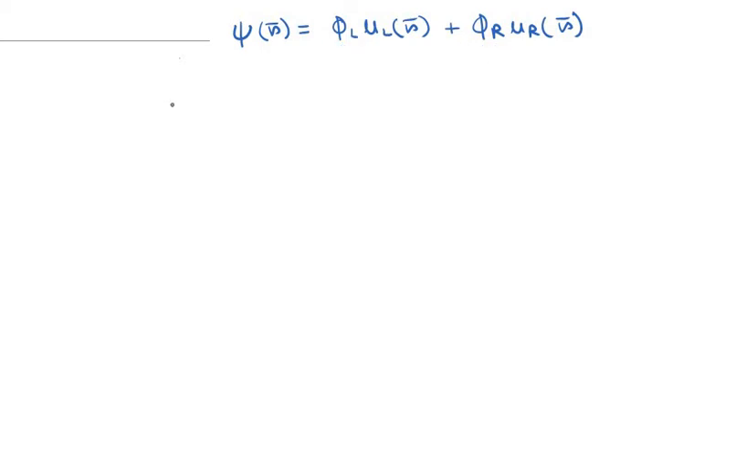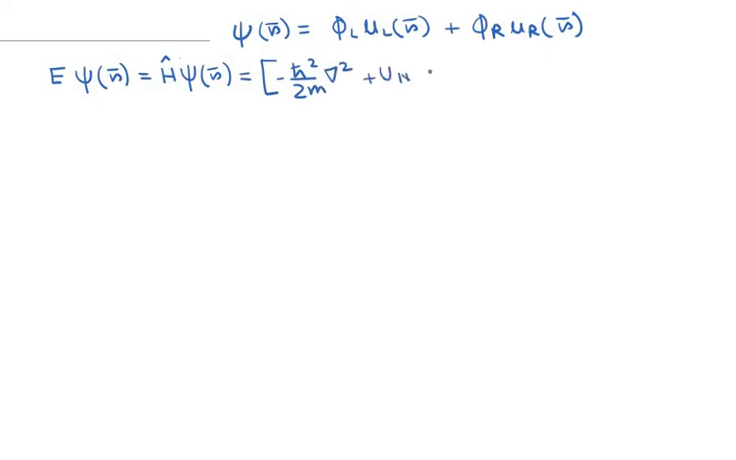Okay, so our purpose here is to calculate the value of phi L and phi R. Since this is an eigenfunction of the entire system, it must satisfy the Schrodinger equation, and we assume that the eigenenergy of the entire system is E. So E psi R is equal to the total Hamiltonian, which is an operator, acting on psi R, which is equal to minus h bar squared by 2m del squared plus u n r plus u n dash r, times psi r. Okay, so this is Schrodinger's equation. Now how do we proceed from here?